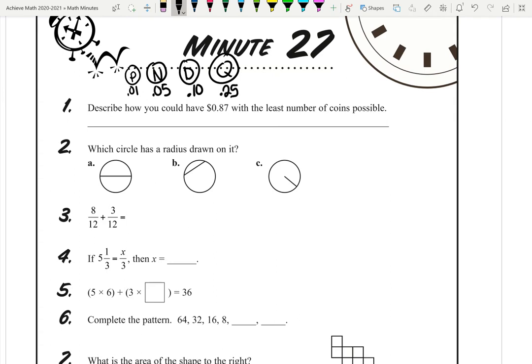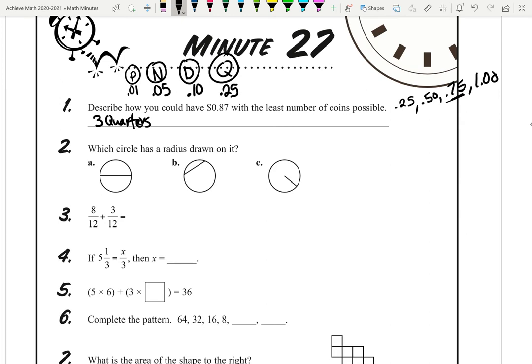So I'm going to go ahead and start out with quarters and see how many I can use. 1 quarter is going to be 25 cents. 2 quarters is going to be 50 cents. 3 quarters is going to be 75 cents. And 4 quarters is going to be $1. So 3 quarters is going to be the closest I can get. If I have 4 quarters, it's going to be greater than 87 cents. So I'm going to use 3 quarters.